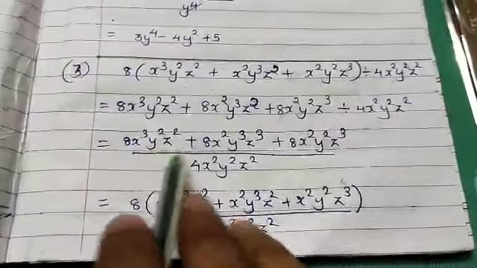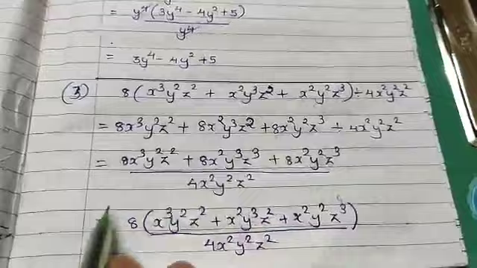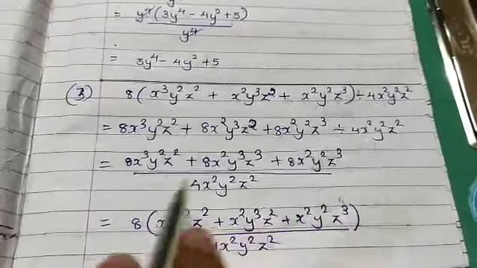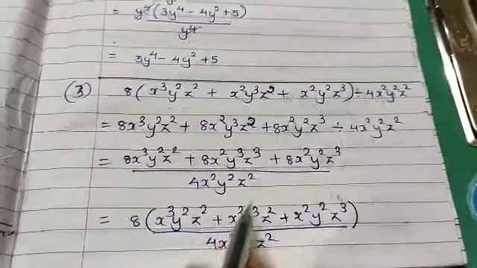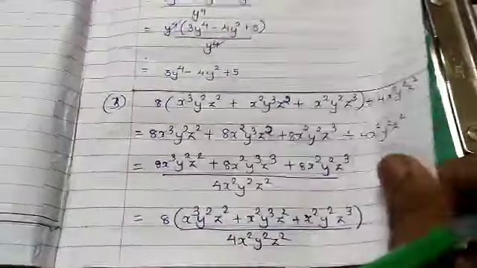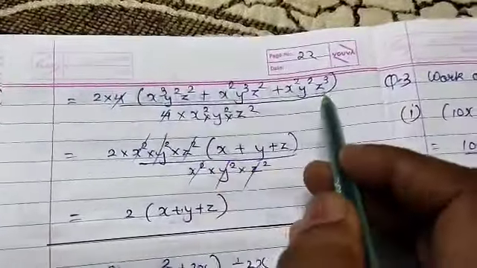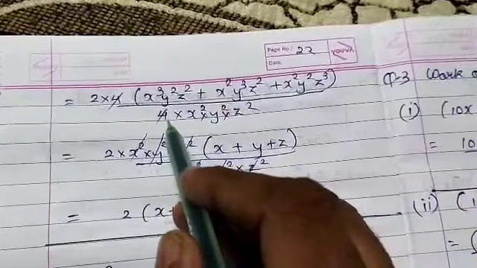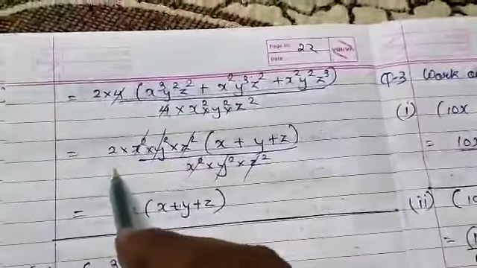Now in the next step, I had written this value in division form. Then again I had taken this 8 as a common, and whatever is left I had written inside the bracket, divided by 4x square y square z square. Then in the next step, I had written the factor of 8, that is 2 fours are 8, divided by whatever is left inside the bracket as it is, and divided by 4 into x square y square z square as it is. Then 4 and 4 will get cancelled. Then what is left? 2.